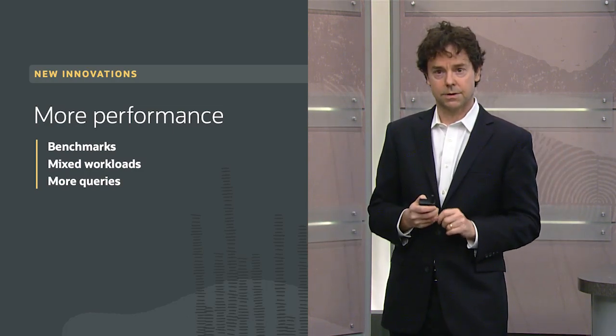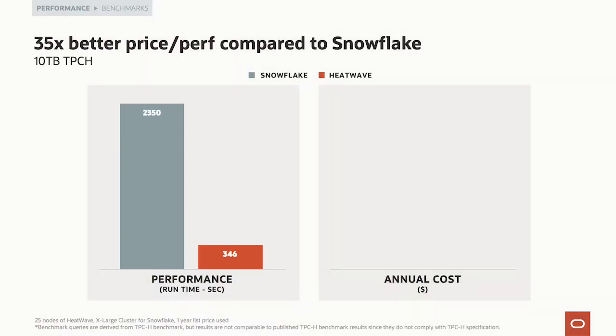We're now going to compare ourselves to Snowflake. We are much better than Snowflake. 35 times better price performance than Snowflake. I mean, if you thought 13x or 17x price performance advantage over Redshift was big, we are 35 times better than Snowflake in terms of price performance.